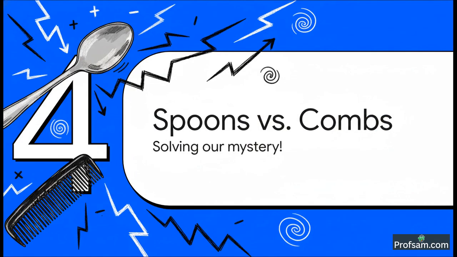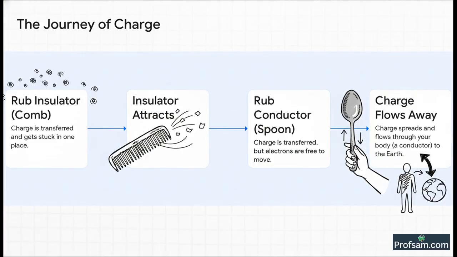Now that we have the theory sorted, let's go back to our original mystery, the comb and the spoon. Let's solve it once and for all using what we just learned. Okay, so here's the step-by-step breakdown. When you rub the plastic comb, an insulator, the charge that gets transferred to it gets stuck. It's trapped in that one spot because the electrons are not free to move. This little patch of localized charge is what attracts the paper.